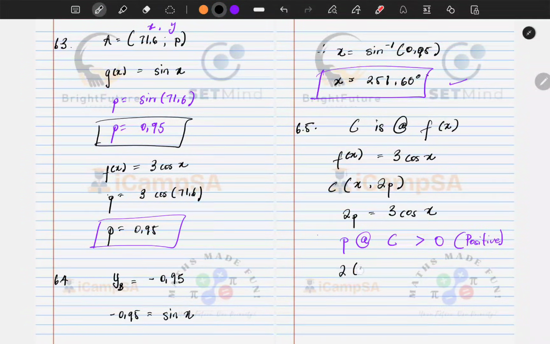So it's going to be 2 times 0.95 equals 3 cos of x, right? And then this is going to give us 1.9 is equal to 3 cos of x. And then if you divide by 3, you're going to have x is equal to your cos inverse of 1.9 over 3.